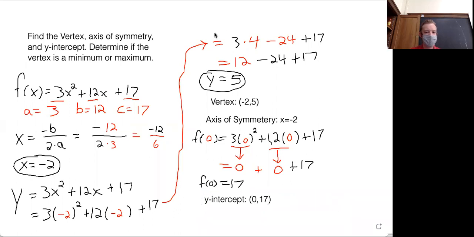So we have all 4 of the things. Oh, actually, we still have one more thing. We have got 3 of the 4 things. We've got the vertex. We've got the axis of symmetry. And we have the y-intercept.